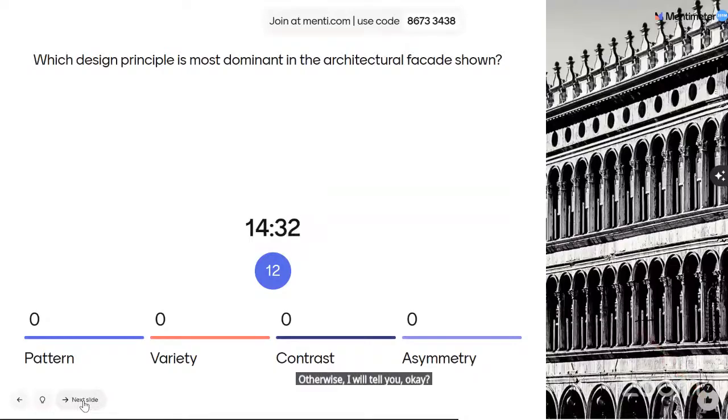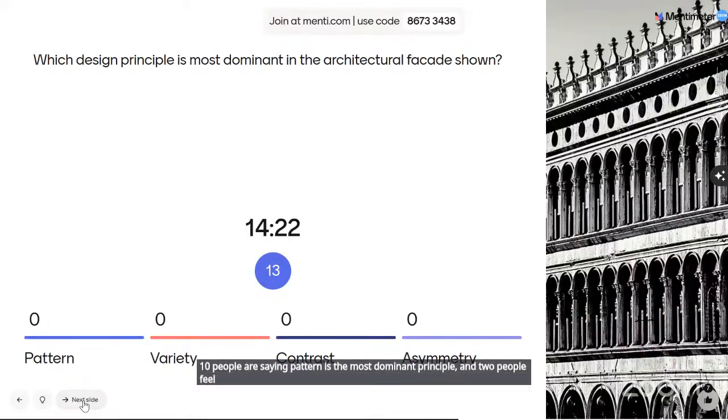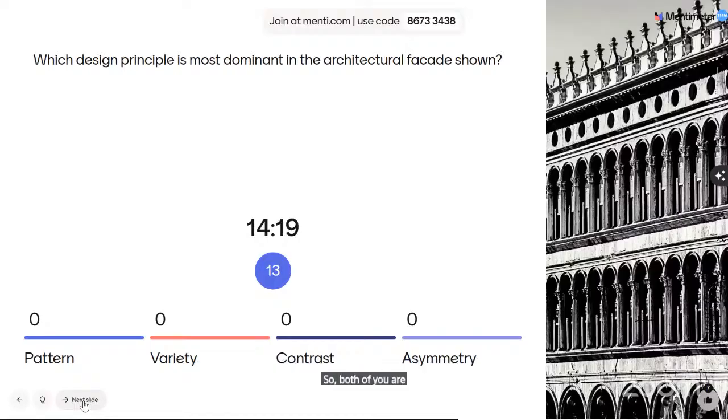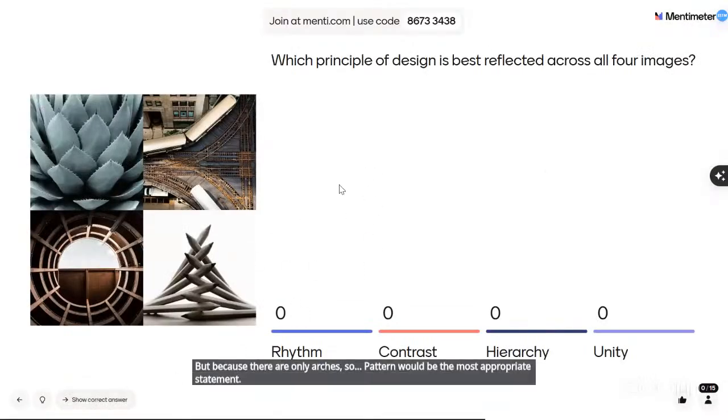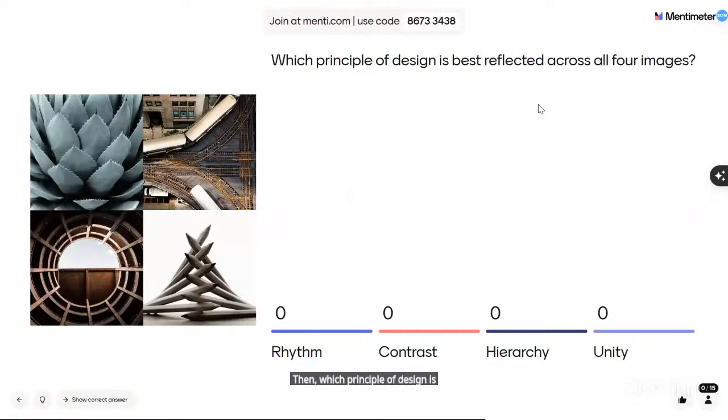Okay. So in this design, 10 people are saying pattern is the most dominant principle and 2 people feel variety is there. So both of you are right. There is a very clear pattern happening here. And the variety is, I wouldn't say much, but because there are only arches, pattern would be the most appropriate statement. Then which principle of design is best reflected across all these 4 images put together?